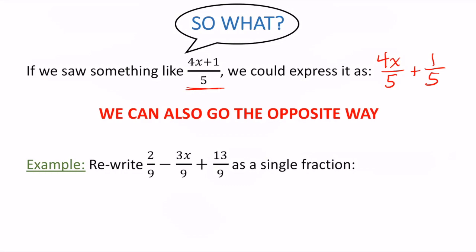And we can also go the opposite way. So let's rewrite 2 over 9 minus 3x over 9 plus 13 over 9 as a single fraction. All we're doing here, once again, is adding and subtracting the top numbers, the numerators, and putting them all over that common denominator. So up top, we would have 2 minus 3x plus 13, all over 9.